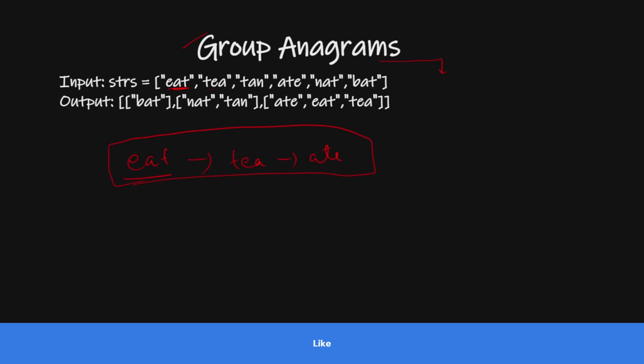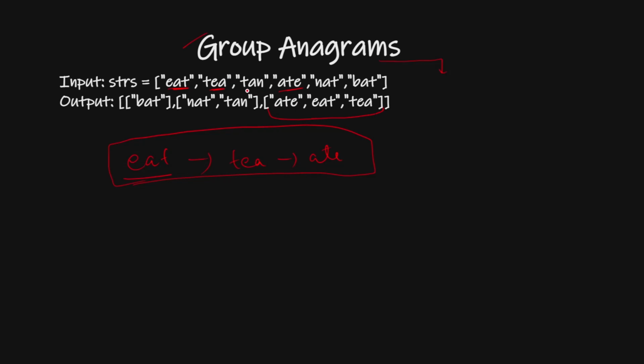So here eat, tea, ate is one group of anagrams. I have grouped these anagrams. Now tan, nat is another group. So I group them. And bat is its own group. So I have written out all these anagram groups. I hope you understand what anagrams are and what we have to return.